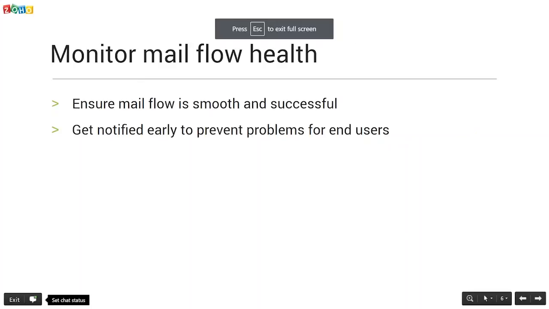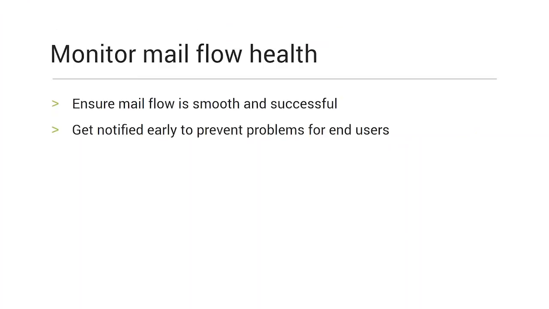Now that we've learned how to monitor email queues using this product, let's look at how you can use it to monitor mail flow health. Watching over your mail flow like a hawk is extremely important. You need to know that your mail flow is smooth and that no email delays are happening. You need to figure out delays before they begin affecting your end users and before they start calling your help desk. And for that, you need to monitor your mail flow.